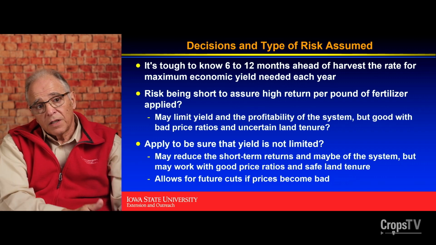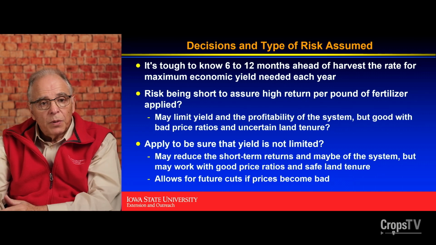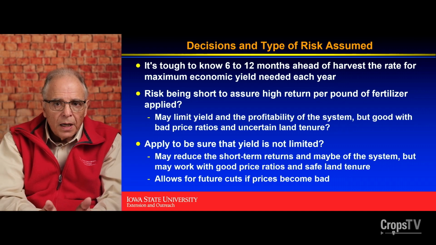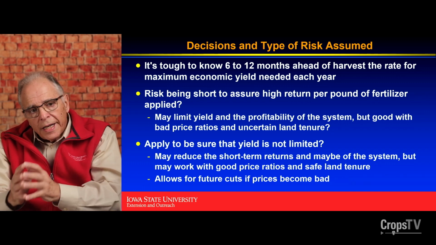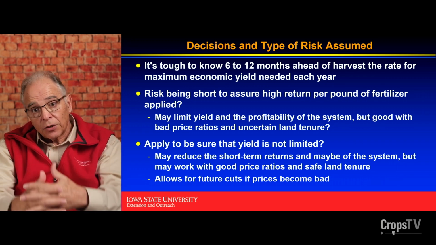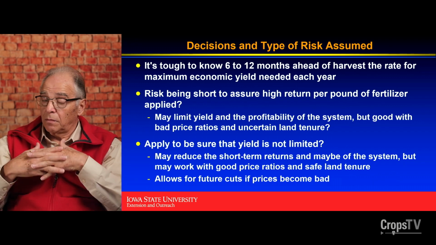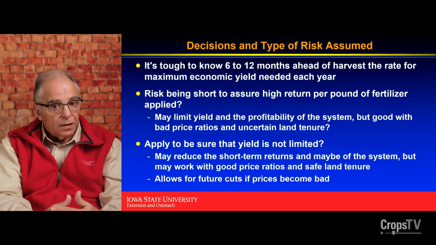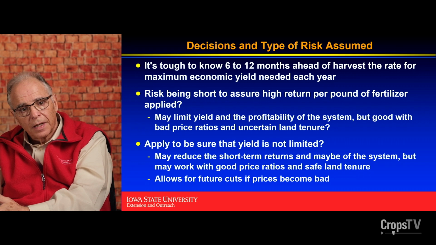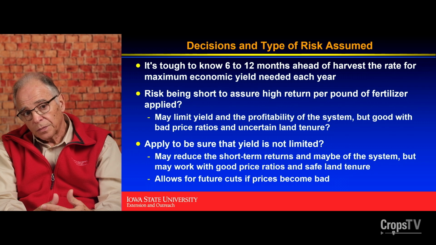Now, we all know that it's very tough to know 6 to 12 months ahead of the harvest the rate of P or K that is needed to get maximum economic yield. I mean, it's impossible. Prices go up and down. So what is it that the farmer wants? He prefers to be short to assure a high return per pound of fertilizer applied. Now, this gives very high returns to investment in fertilizer, okay? But may limit yield and the profitability of the system, okay? But may be good with bad price ratios or with uncertain land tenure.